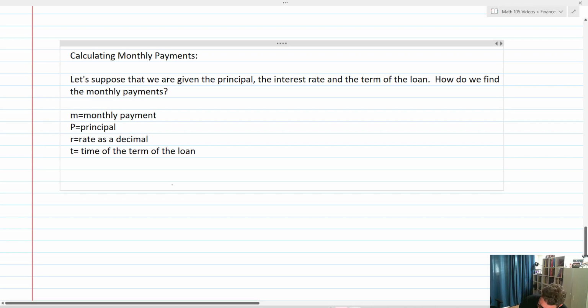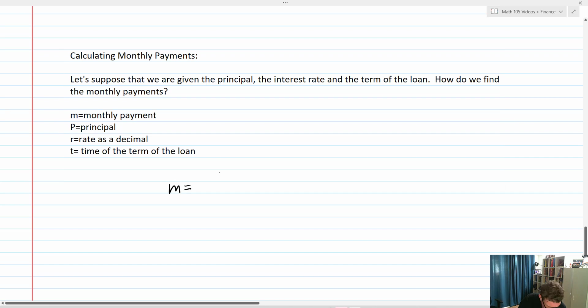So let's look at that. Let's look at the equation. So we got M, that equals P times R over 12, right? And that's the stuff on the top of the fraction. So the bigger this gets, right, okay, bigger means bigger monthly payment.